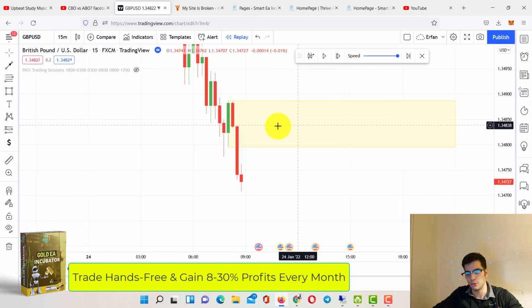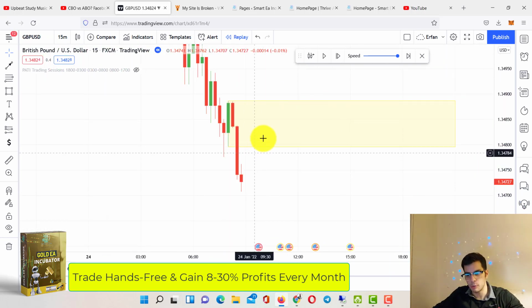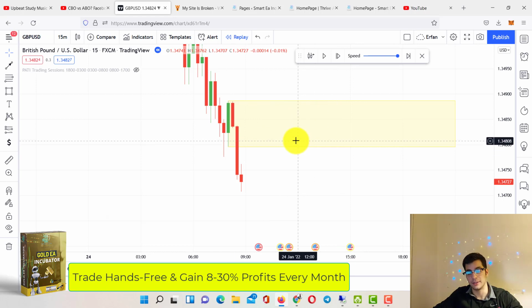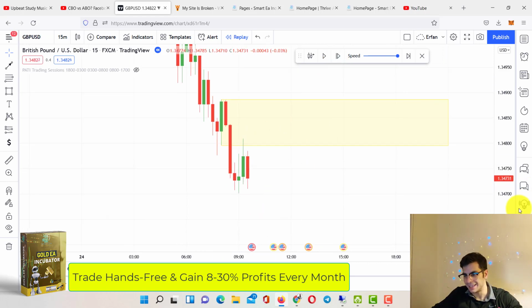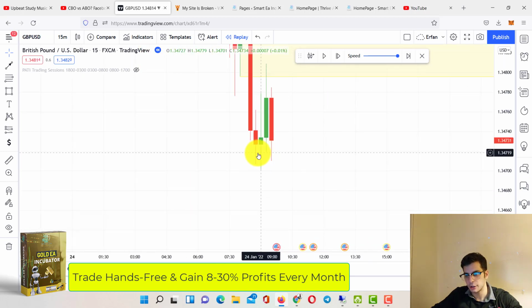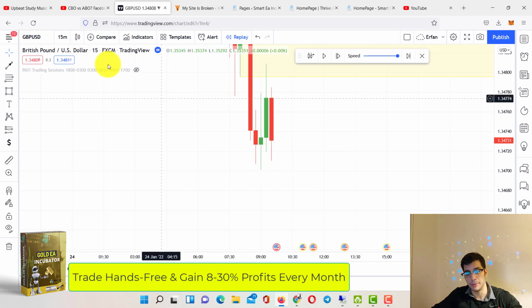What I personally do is wait for a very good momentum to tap into my zone, and then I take my sell position, unless it gives me a really strong head and shoulder or a bullish engulfing candle pattern or something like this that changes my mind. But if I go forward, you see that it tapped into this zone, and then the candle after that closed below the previous candle, which makes it a bearish engulfing candle.